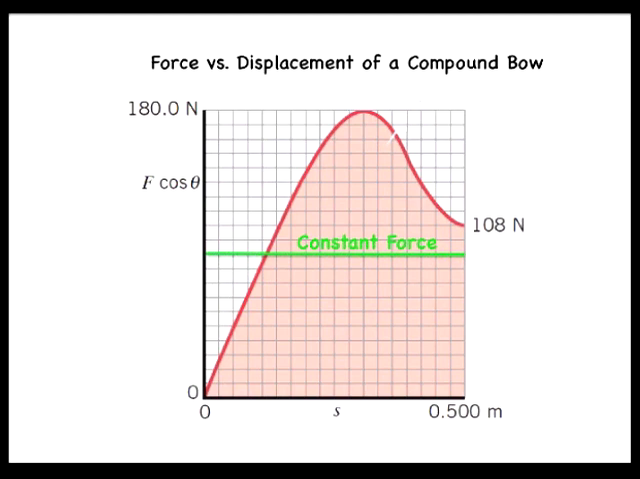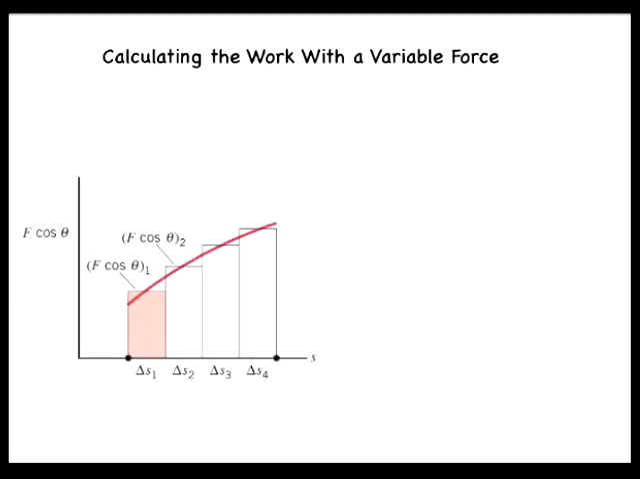For instance, if we take a small part of the force versus displacement curve for the compound bow, we divide up the displacement axis into tiny displacements delta S1, delta S2, etc. We then take the value of F cosine theta at the midpoint of each delta S segment and, assuming F cosine theta is constant over that small segment, calculate the work done in that segment. For instance, the work done, delta W1, in the first displacement segment, delta S1, is F cosine theta 1 times delta S1.